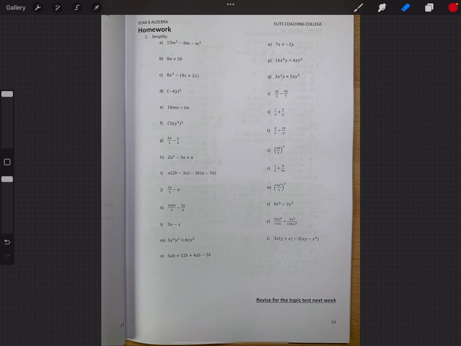Next one, question O. 7x times minus 2y. So we multiply the numbers. So multiply the 7 and minus 2. You're going to get minus 14. Multiply the x and y, and you get xy.